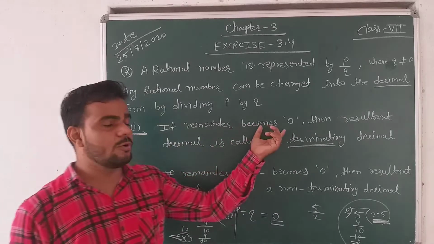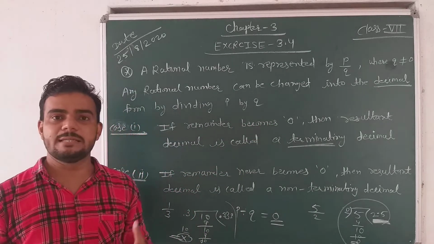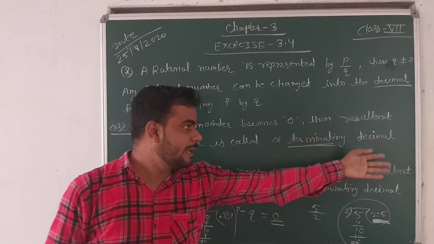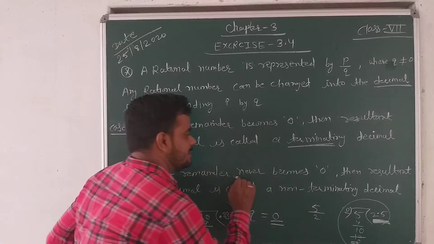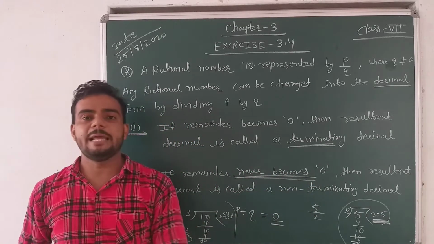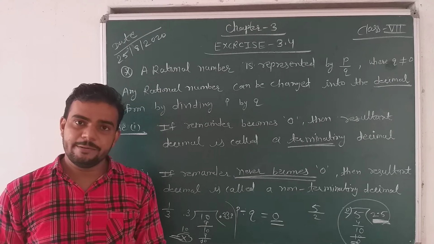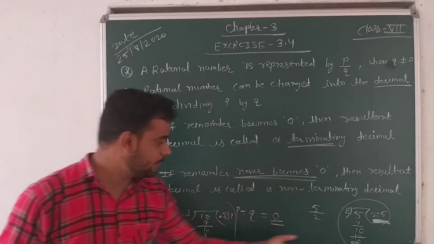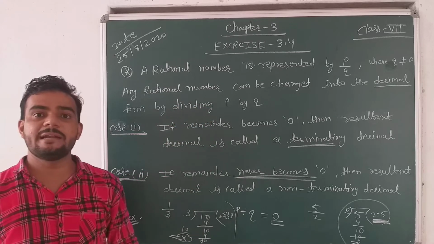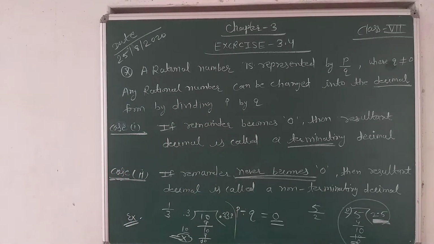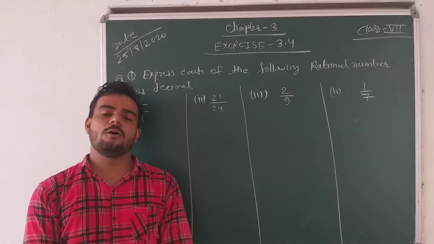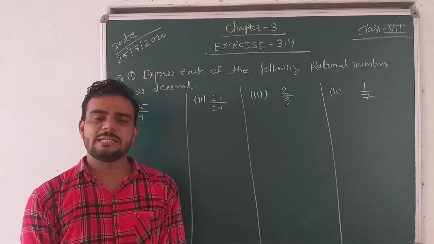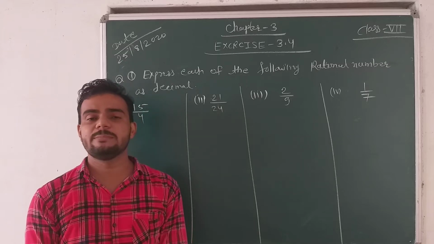If the remainder becomes 0, then this is called the terminating decimal. And if the remainder never becomes 0, then that type of decimal is called the non-terminating decimal. Examples I already told you. So take a screenshot of these things and write in your notebook. I hope you understood all types of decimal: terminating decimal and non-terminating decimal.